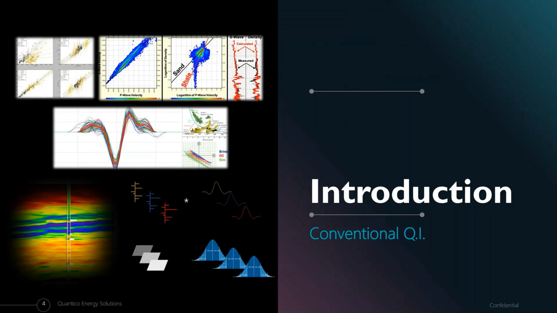And some of the methods I'll talk about in conventional QI, like stochastic methods, or some companies call them geostatistical inversion methods, may require a lot of expertise and knowledge in the methods and the actual tools that they're using.